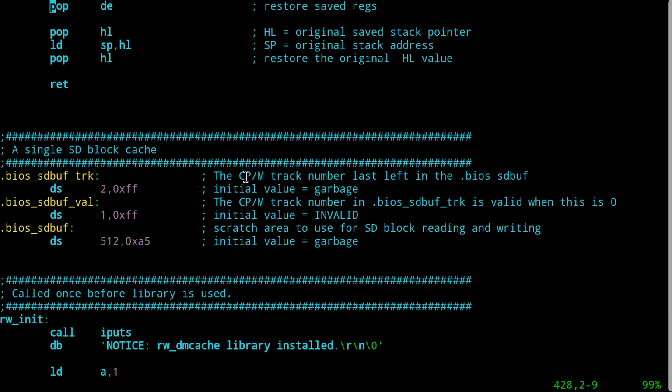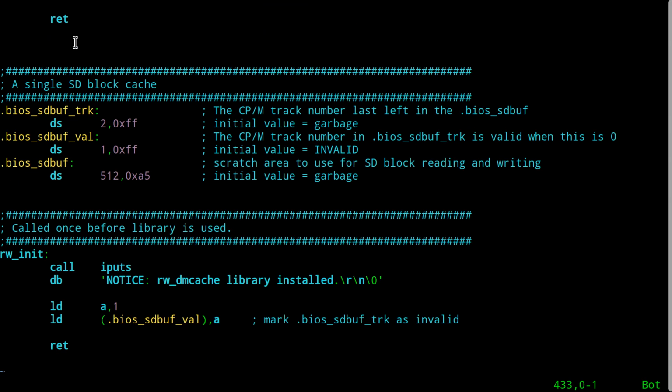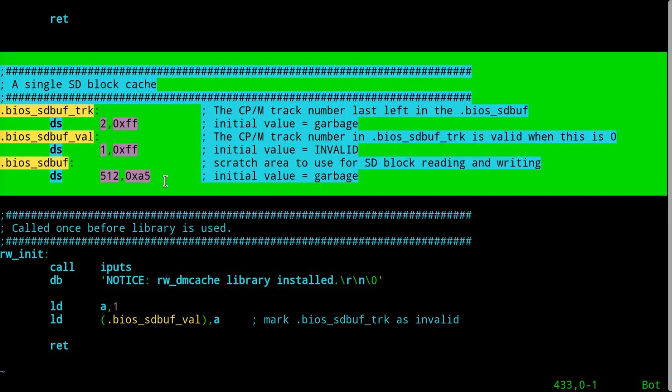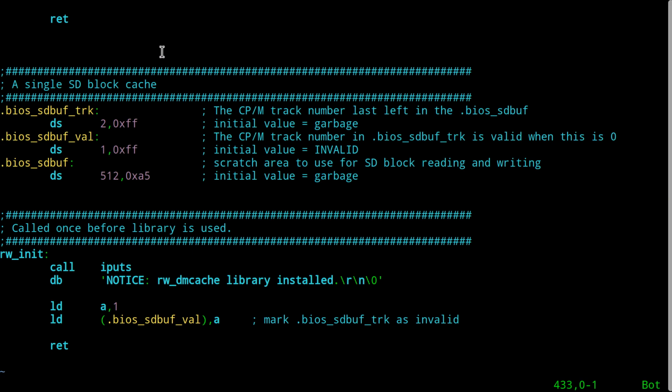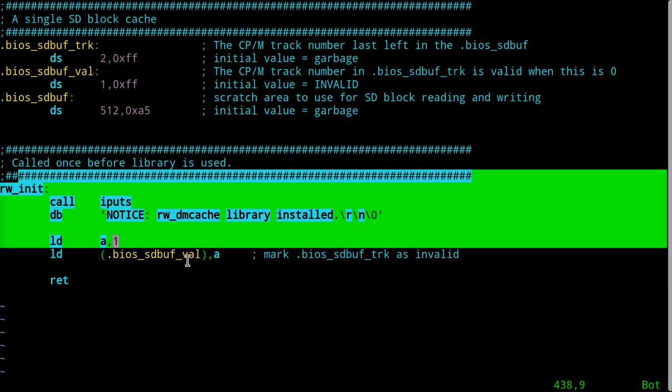Now down here below the write routine, we still have, because I made a copy of it, all the usual regular old single block SD buffer in there, and the same init code.